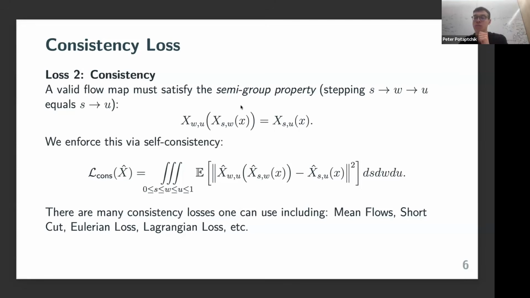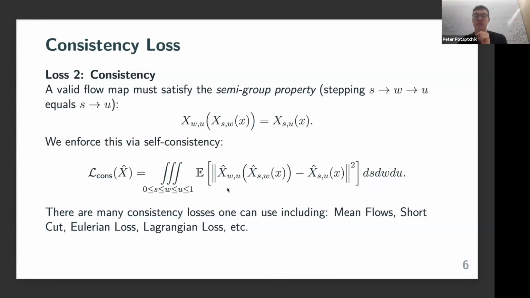What the semigroup property says is that if I start at a value x at time s, jump to some intermediate time w, and then from w jump to time u, that's the same as if I started at s and jumped straight to u. Integrating the ODE trajectory from s to w, and then from w to u, should be the same as integrating it straight from s to u. And you can show that if you satisfy the semigroup property along with the previous diagonal condition, then you have a valid flow map. So how do we enforce the semigroup property?